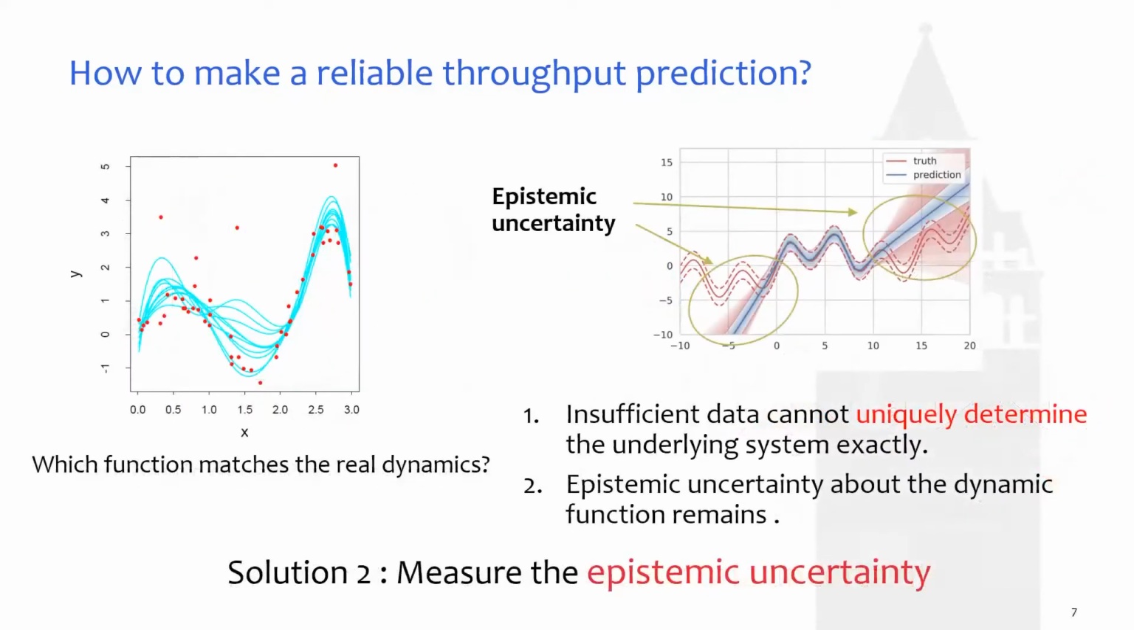Moreover, we also should consider the epistemic uncertainty. This type of uncertainty corresponds to subjective uncertainty about the dynamics function, because we don't have enough data to determine the underlying system exactly. If we had infinite training data, the epistemic uncertainty should vanish, but you know it is impractical.